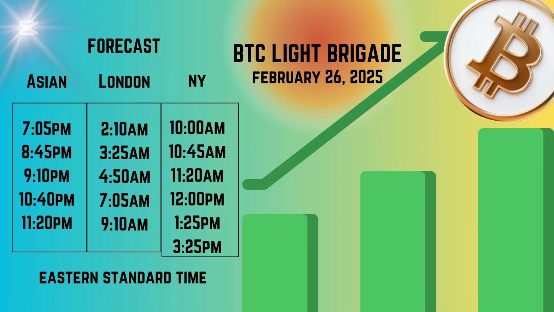All right, and here is the forecast for February 26th. That would be for Wednesday. Once again, broken down into three sessions: Asian, UK, and New York. We start the Asian at 7:05, and remember, these are North American Standard Times.